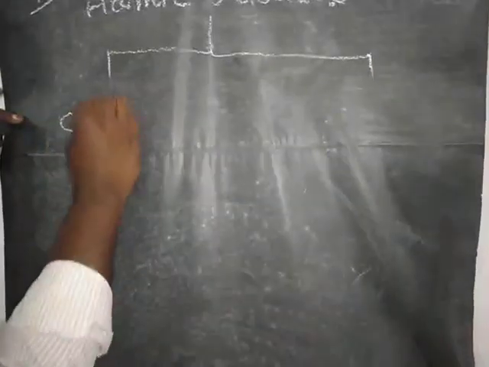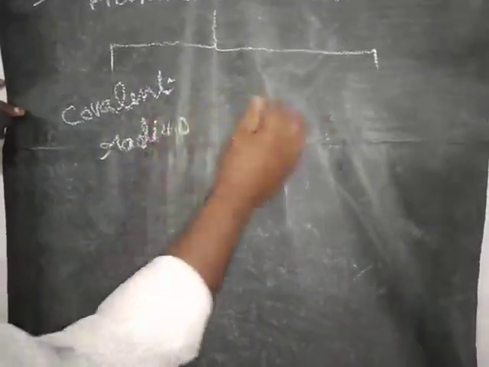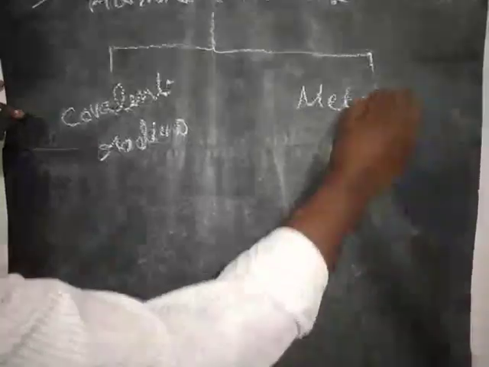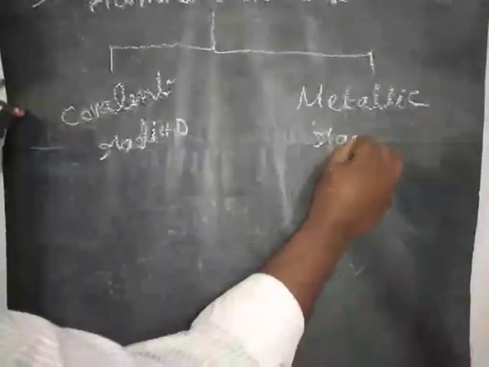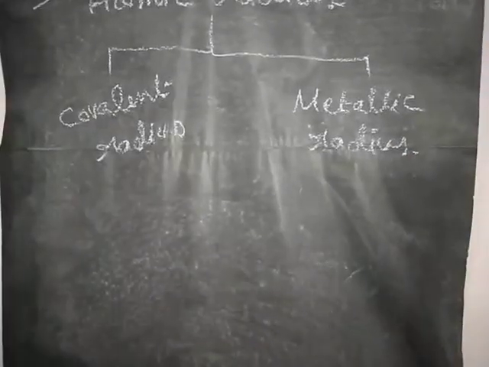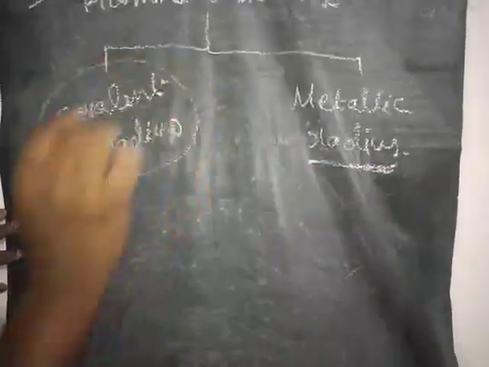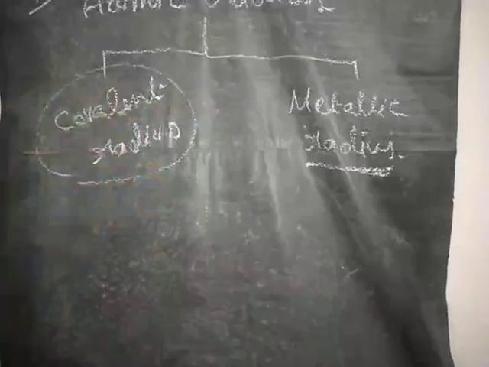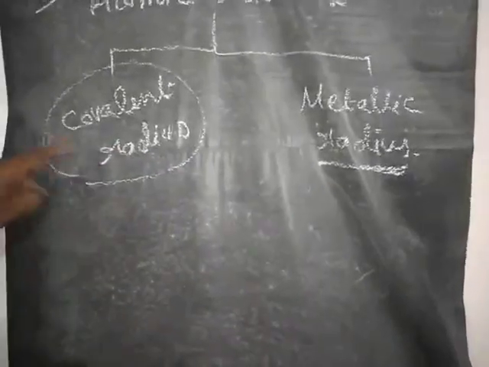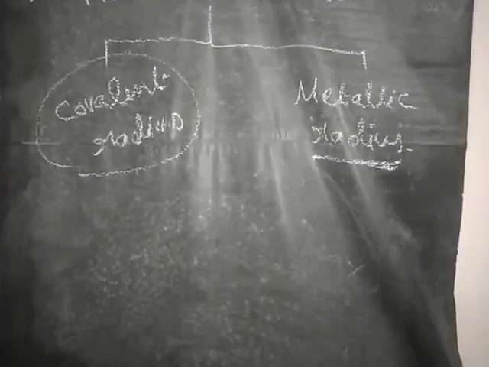One is covalent radius, another one is metallic radius. Metals form metallic radius, non-metals form covalent radius. If you are taking a metal ion, what type of radius will it form? Metallic radius. If you are taking hydrogen, it will form covalent radius. First one, metallic radius.